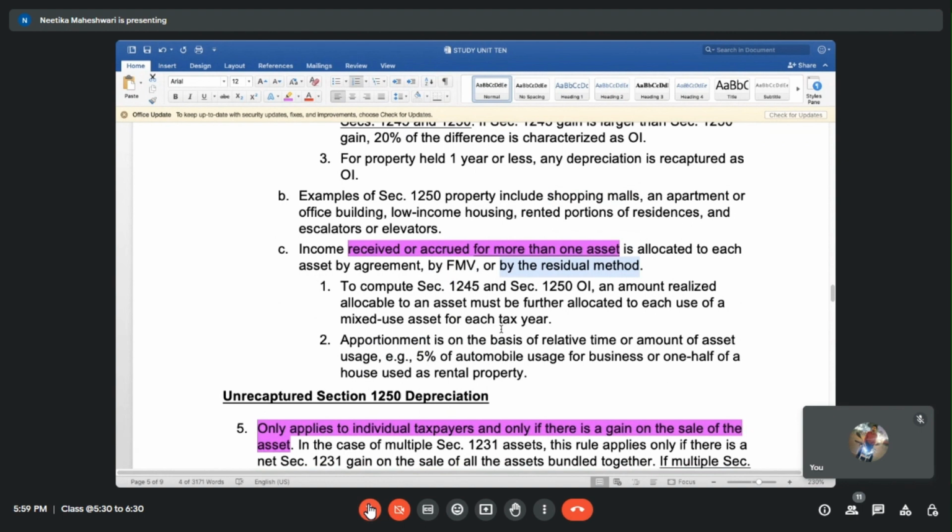It's possible that there's an apartment complex with a lot of apartments, maybe some of them are 2 bedrooms, some are 3 bedrooms, some are penthouses. So how do we know, when you are selling, let's say, 5 2-bedroom apartments and 10 3-bedroom apartments, what to allocate to which one? What they're saying is you use the fair market value method and then try to apportion the income.